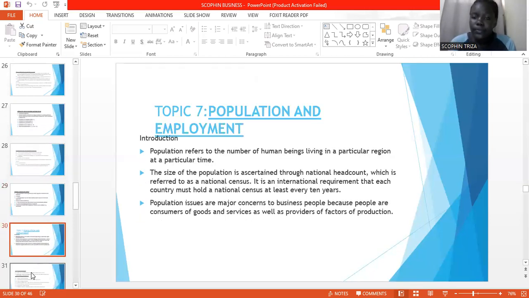We go to topic 7, and our topic 7 is population and employment. Now, population refers to the number of human beings living in a particular region at a particular time. The size of a population is ascertained through national head counts, which is referred to as the national census. It is an international requirement that each country must have a national census at least every 10 years. Now, population issues are major concerns to business people because people are consumers of goods and services, as well as providers of the factors of production.